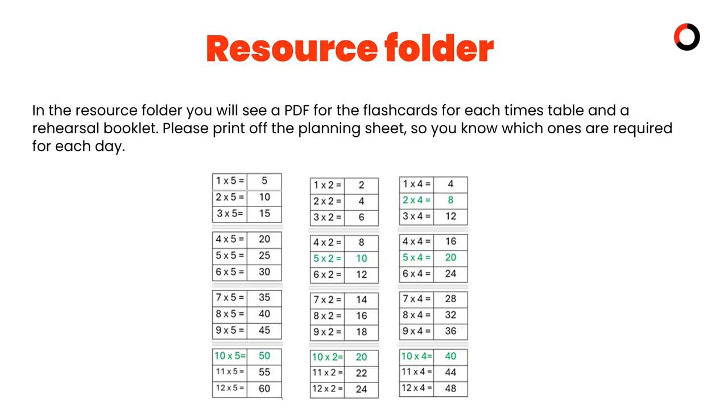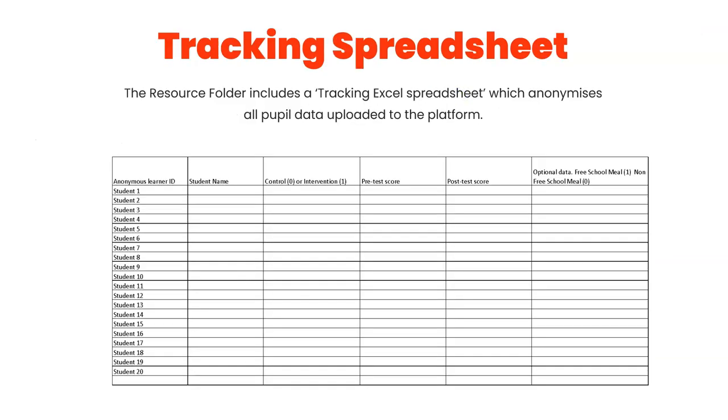In the resource folder, you'll find the PDFs for the flashcards for each of the times tables and also the rehearsal booklets. Please print off the one-page planning sheet guidance, just so you know which ones are required. You'll also find the tracking spreadsheet, which allows you to link an anonymous student ID to a learner in your class.